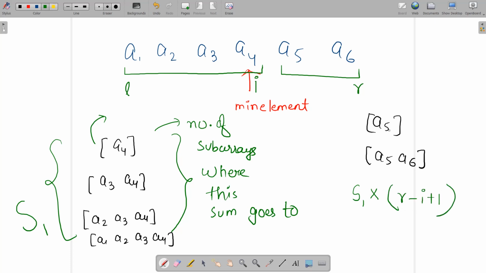Similarly, if A5 and A5 A6 are the subarrays lying in the right partition, we can extend them to the left, up to A4. The left end will always lie up to A4, and it goes to A4 A5 or A4 A5 A6. Similarly it can go for A3 A4 A5 or A3 A4 A5 A6. So let S2 be the sum of this right partition. Then S2 into I minus L plus 1 is the required sum, since the left partition as well as the right partition will extend to the left.